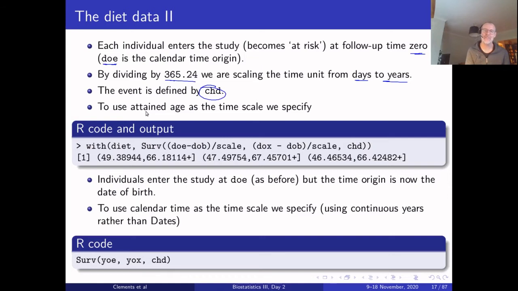Now, if we were instead to be looking at attained age, what we can do is date of entry minus date of birth divided by scale. That gives us the age in years. Date of exit minus the date of birth divided by the scale gives us the age at exit. So the first individual was followed from 49.4 years through to 66.2 years, and they were censored. The next individual was followed from 47.5 years through to 67.5 years, and they were censored.